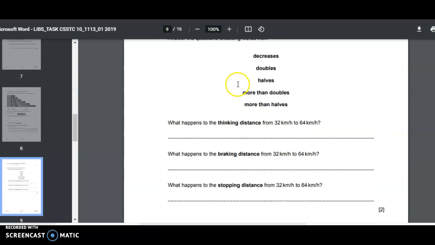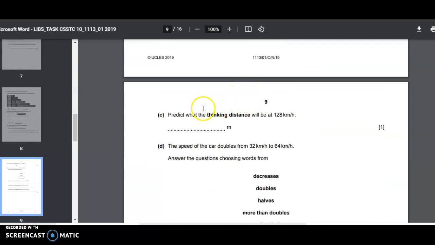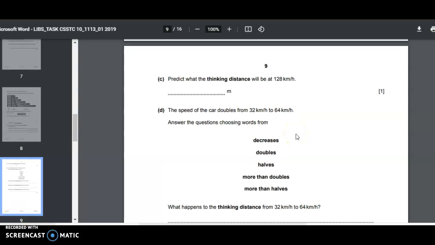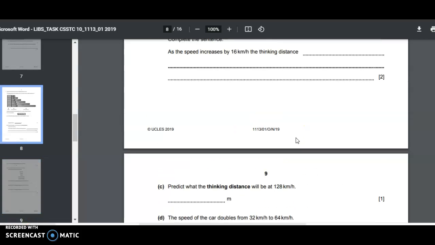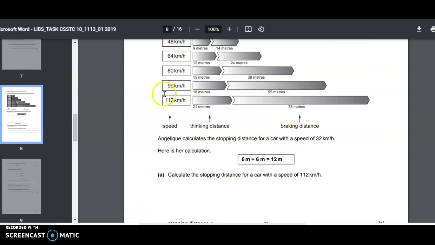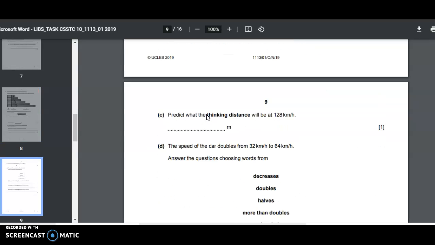That is question 7. Now, predict what the thinking distance will be at 128 kilometers per hour. So if we follow the same pattern, then we just would put this here, and then what is next after 21 when we add 3 is 24. So the answer would be 24 meters.